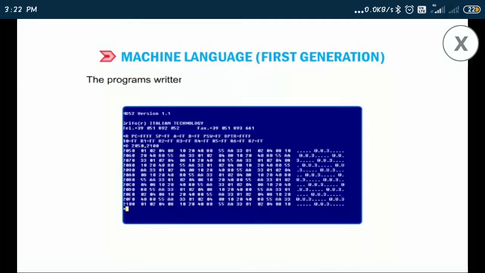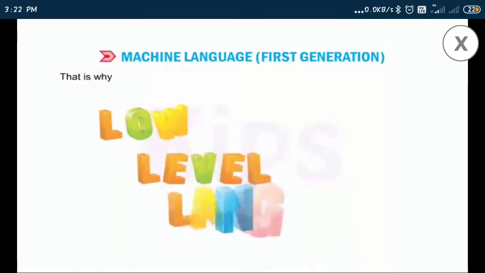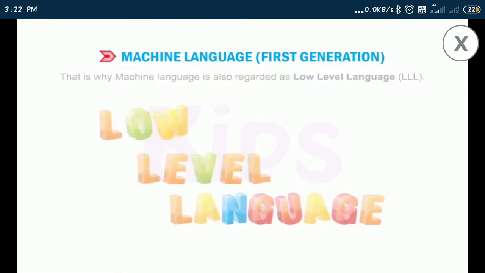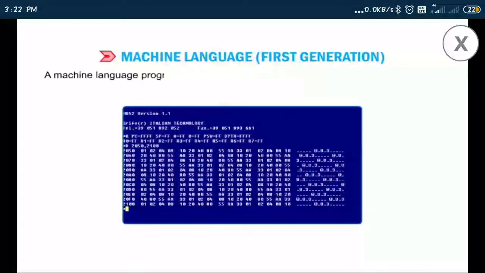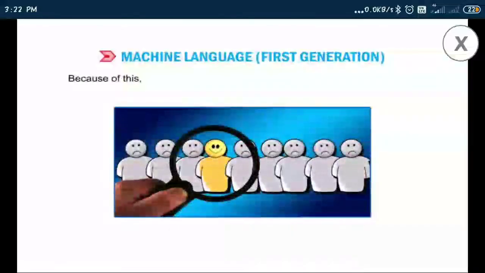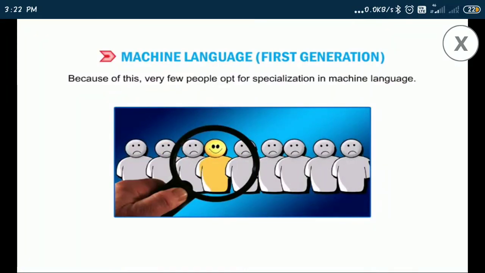The programs written in machine language are machine dependent. That is why machine language is also regarded as low-level language, that is LLL. A machine language program written on one computer may or may not run on another computer. Because of this, very few people opt for specialization in machine language.